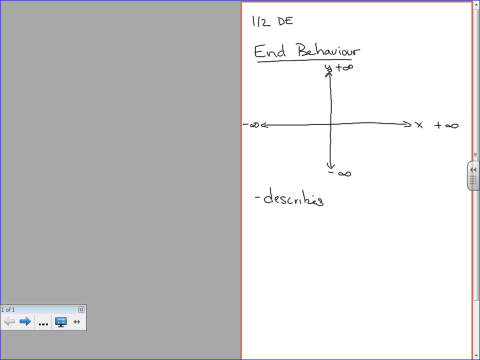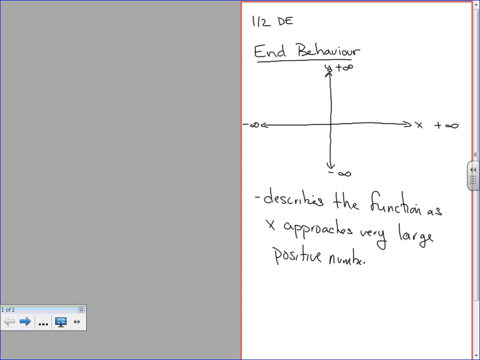So the end behavior describes the function as x approaches very large positive numbers. So ultimately, mathematics takes English phrases and puts them into symbols. So instead of writing as x approaches very large positive numbers, we write x arrow positive infinity. This arrow means approaches, and positive infinity means very large positive numbers.